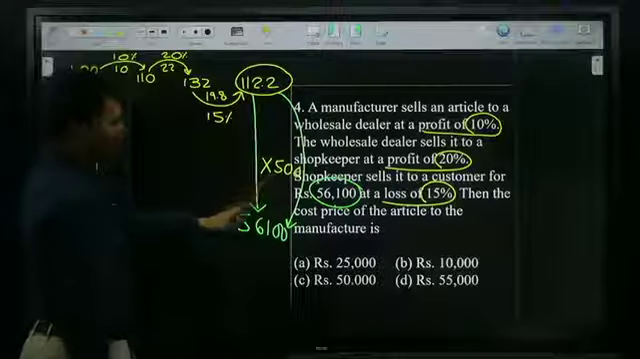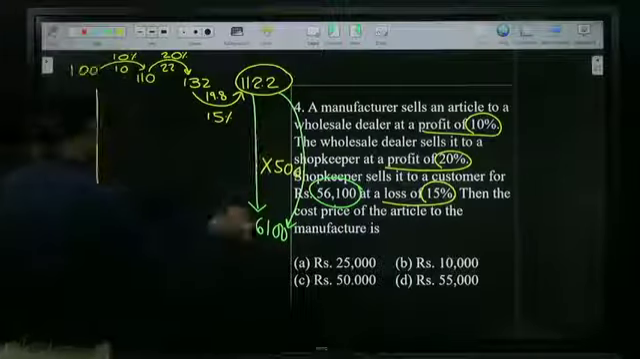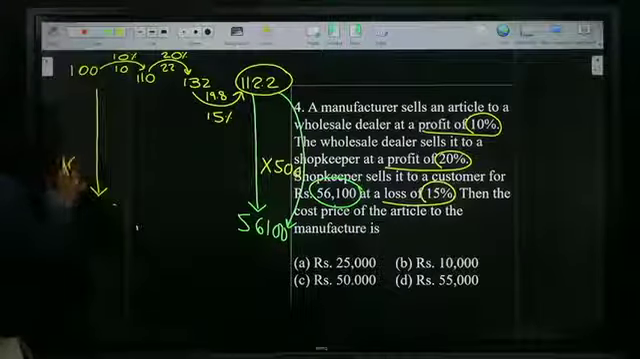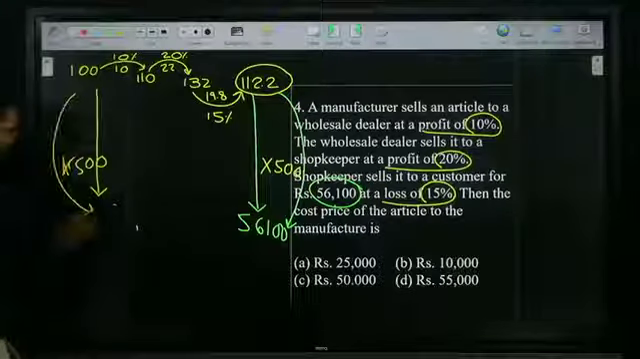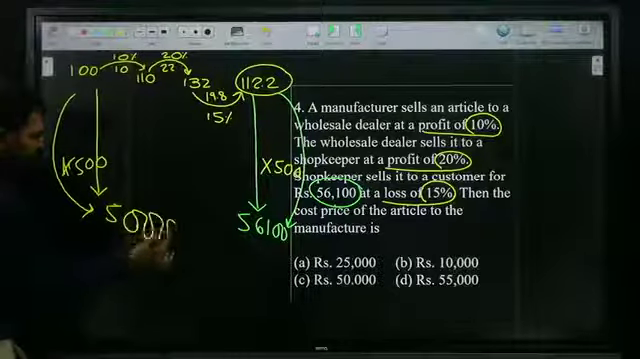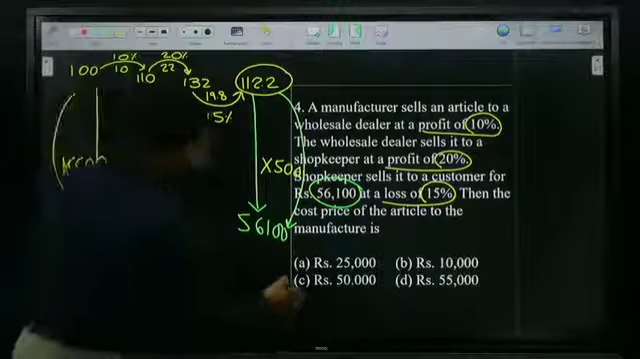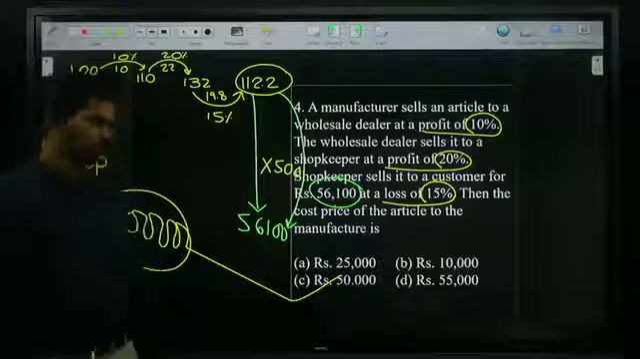100 into 500 is 50,000. 12 into 500 is 6,000. So exactly 500 times. Therefore, 500 times of 100 is nothing but what? 50,000. So your option is what? 50,000. All of you okay? Very good.